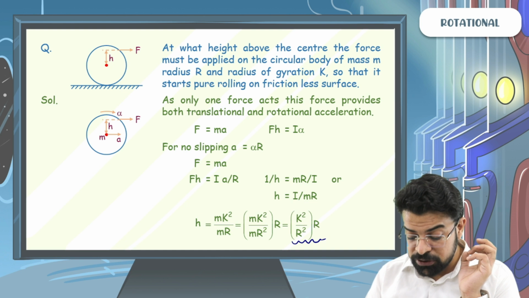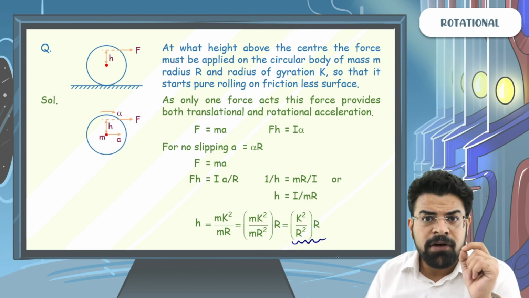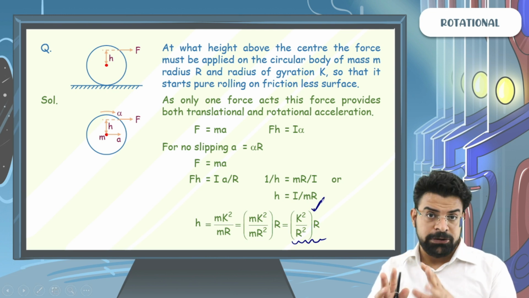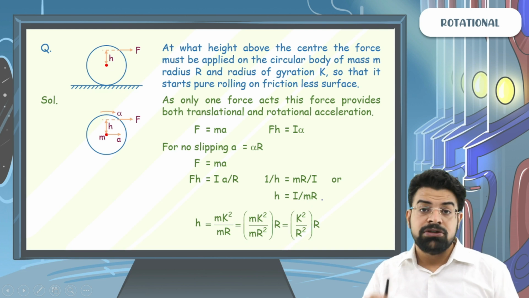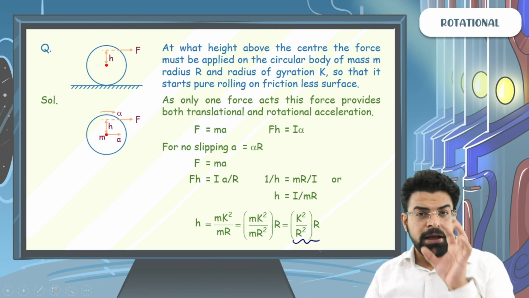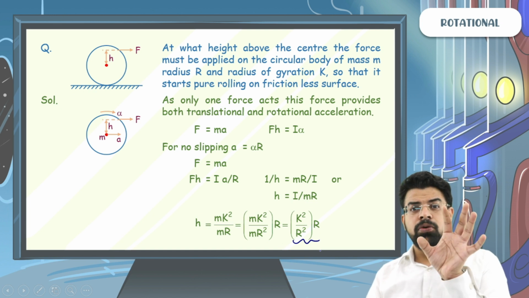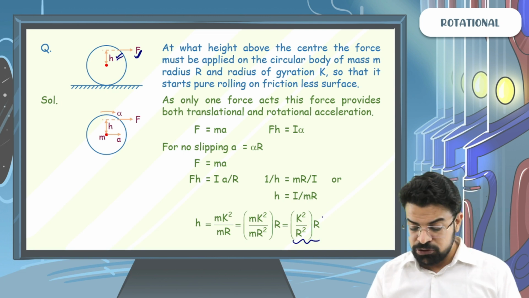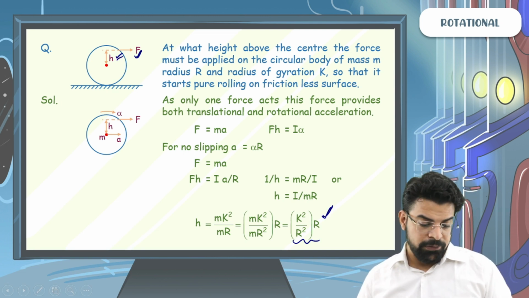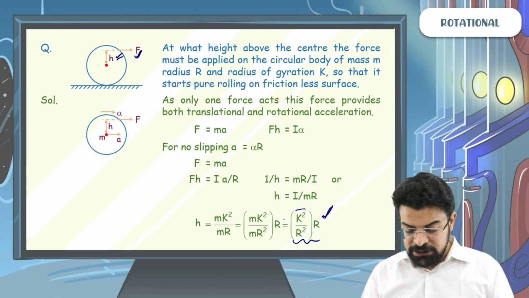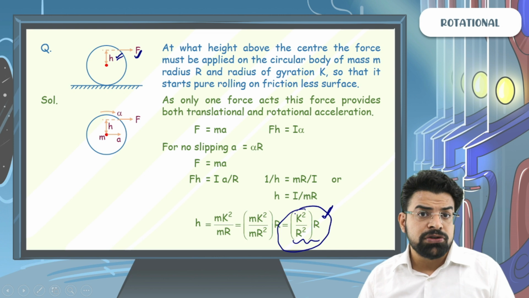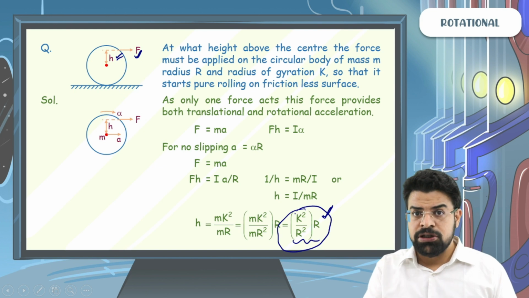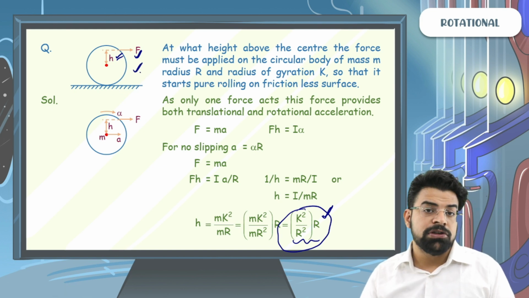And this is an important result, you should keep it in mind. In a little while, I will make you remember the value of k square by r square for all different types of objects. What I want from you is to remember this particular result: if you want a body to start doing pure rolling on a frictionless surface, then the force must be applied at a height equal to k square by r square into r. Before we utilize this result and understand the value of k square by r square for different bodies, let's first do some questions to understand how to solve these types of questions of pure rolling.